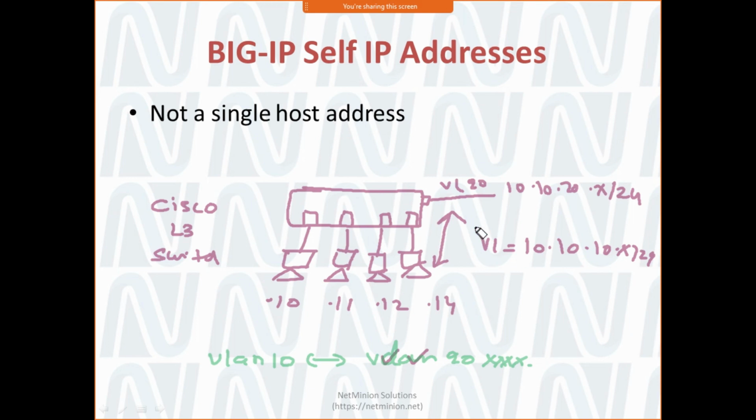So what do we need to create? We create an SVI, switch virtual interface, and over there we create interface VLAN 10 and assign an IP address. By default, all of the VLAN traffic will consider VLAN 10's IP as their default gateway. Is it okay? Is everyone on the same page or not? You can ask this question again, otherwise we will be going to the self IP part. Any doubt to anyone?